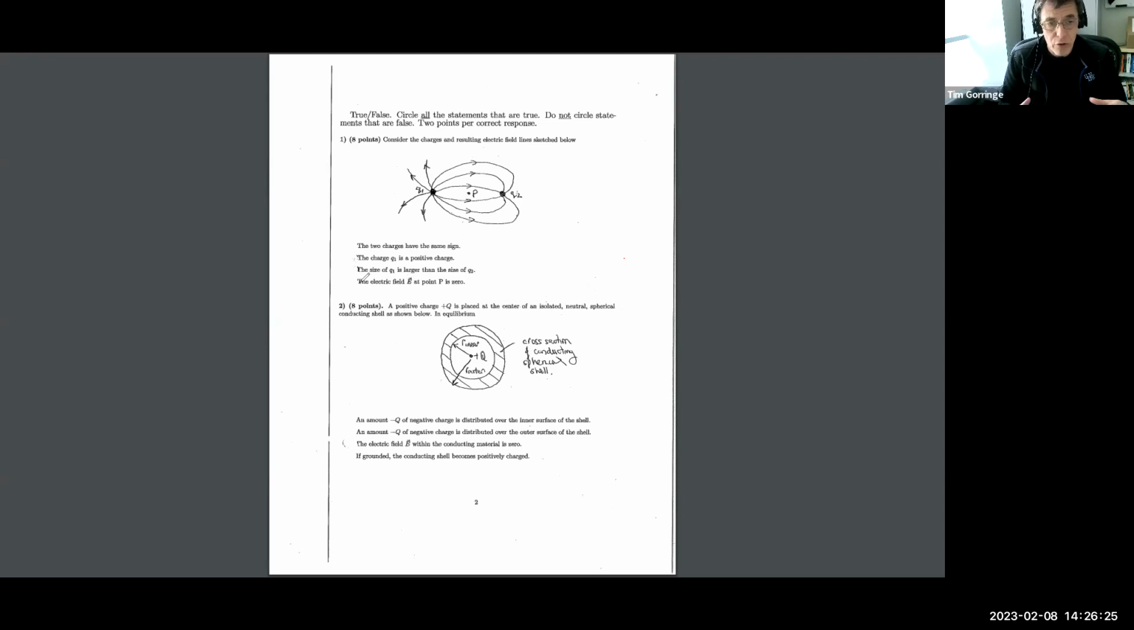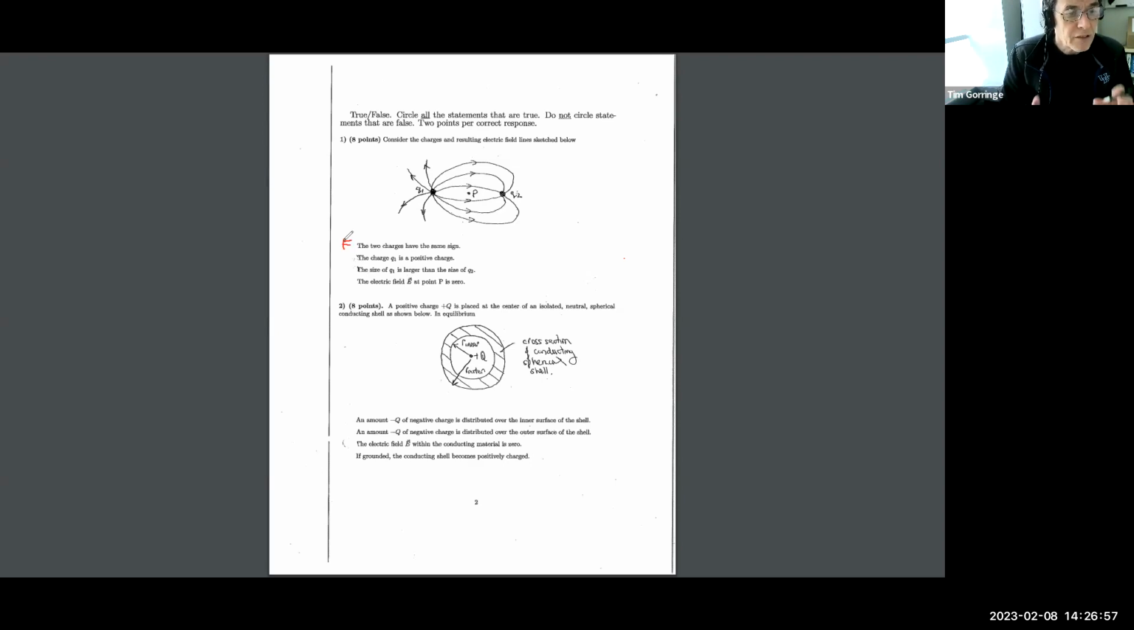Field lines come out radially outwards from a positive charge. Field lines go radially inwards into a negative charge. In this particular picture, the field lines are coming out of Q1, they're going into Q2. So in this picture, Q1 is a positive charge, Q2 is a negative charge. And so the two charges are not the same sign. This statement is false.